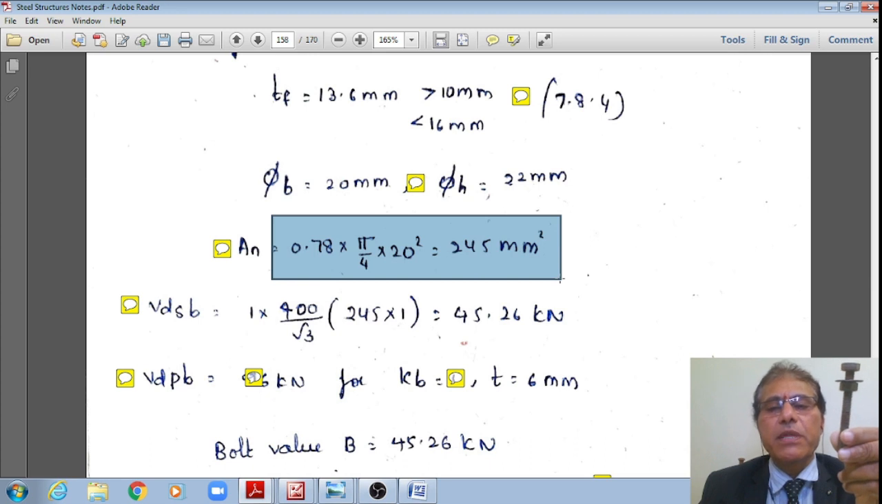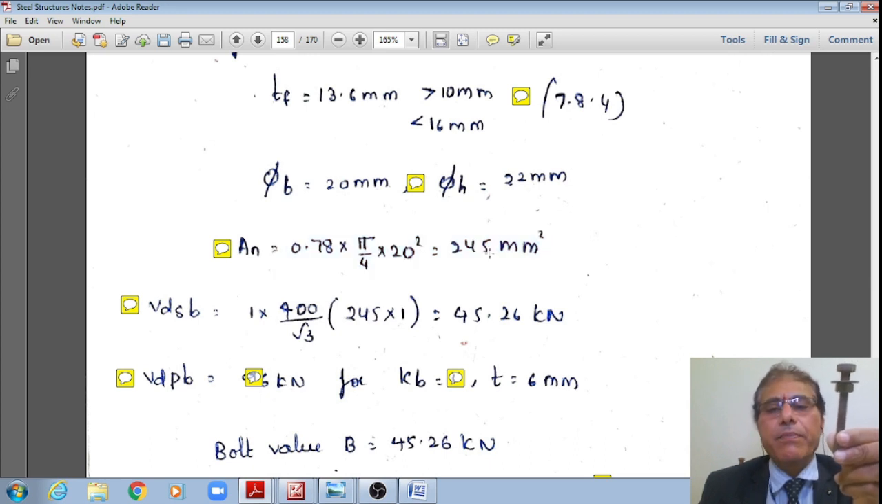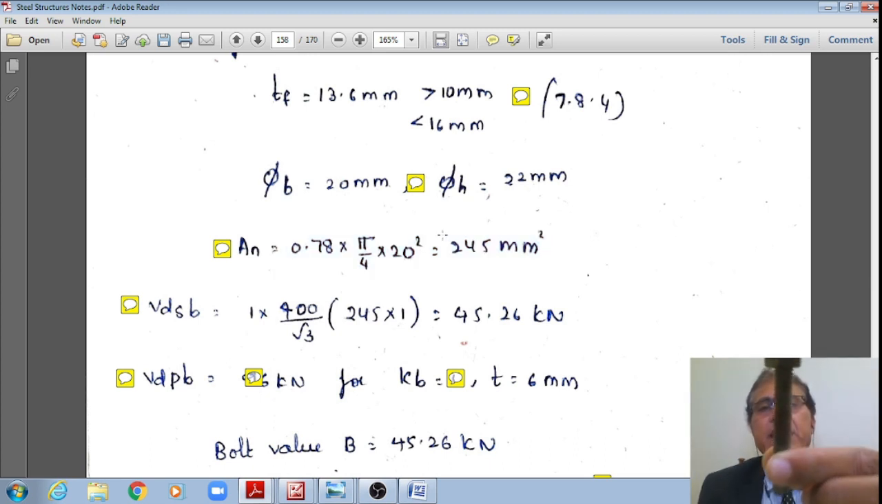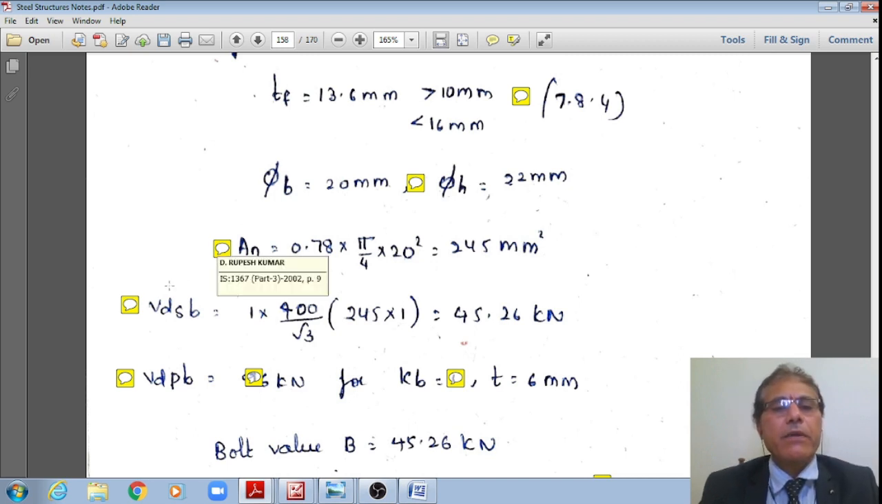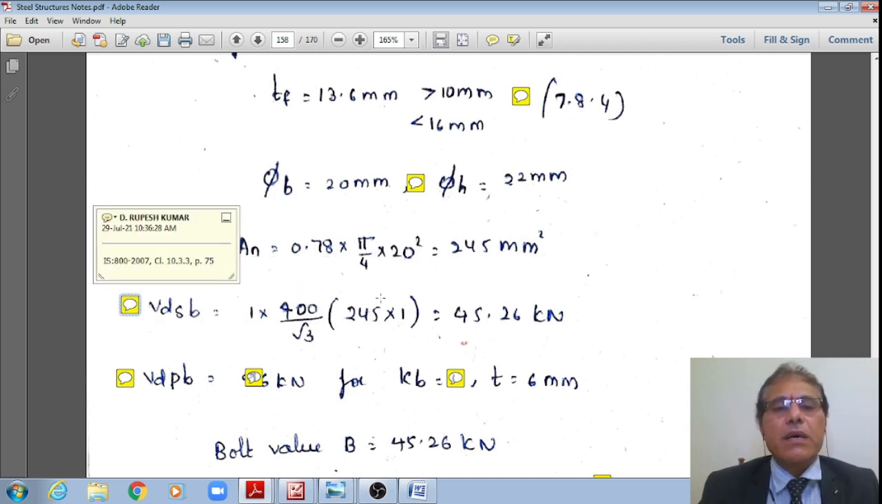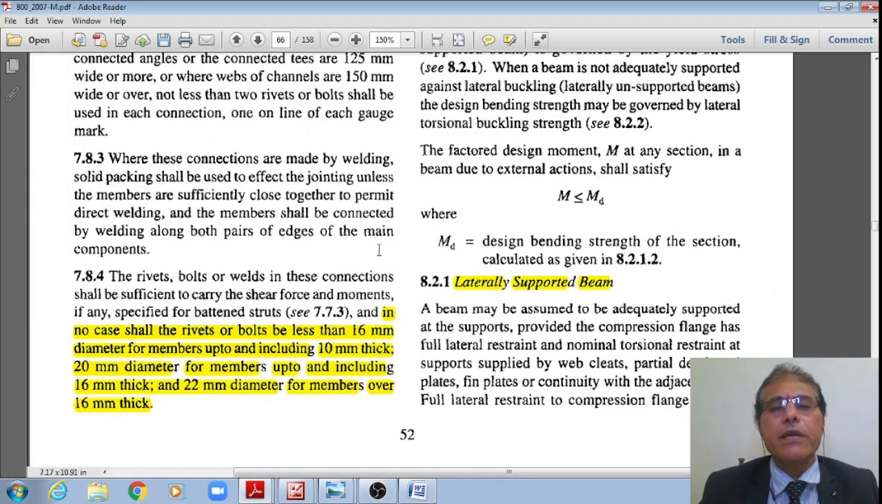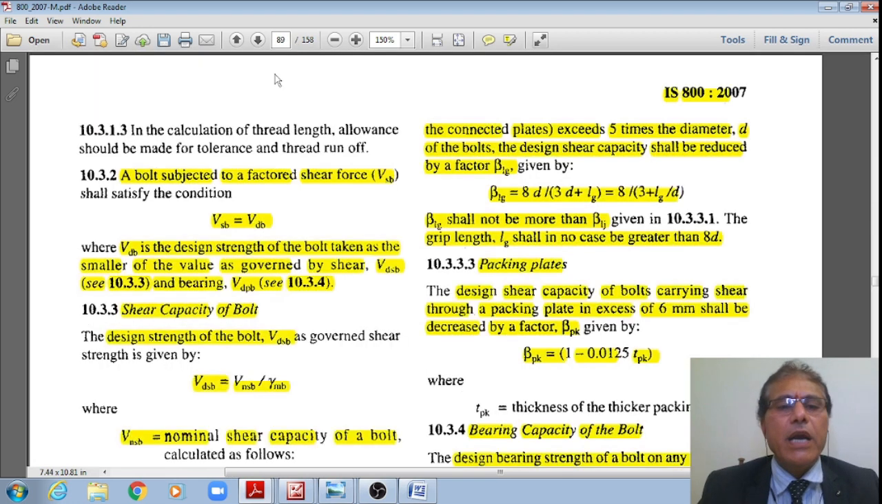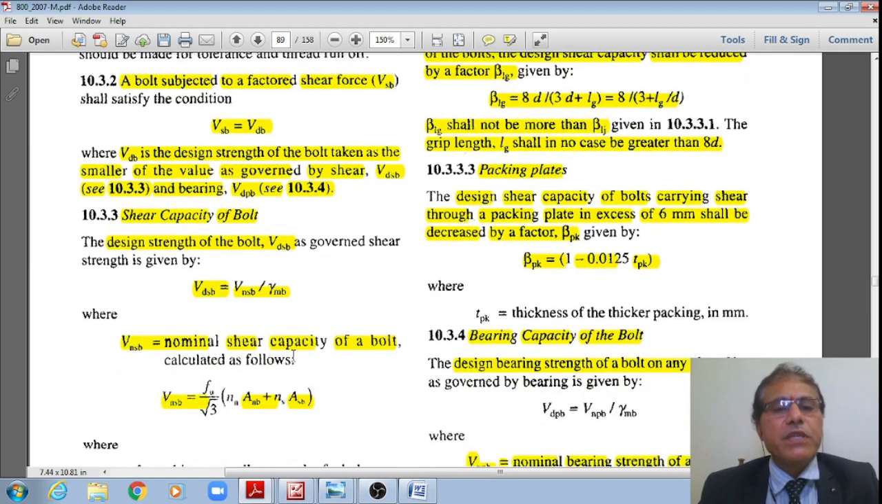Therefore, 0.78 multiplied by 314 works out to 245 mm square, which is the net area of this bolt of 20 mm diameter. Hence, if I go to class 10.3.3, page number 75, let me go to that page, student. There I do have the shear capacity of this bolt.